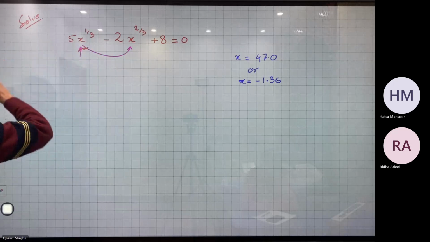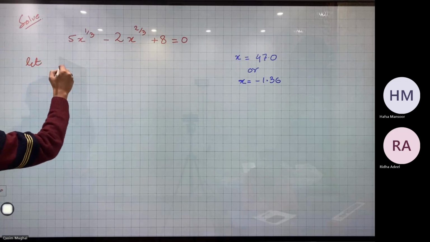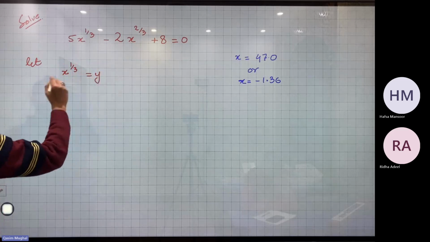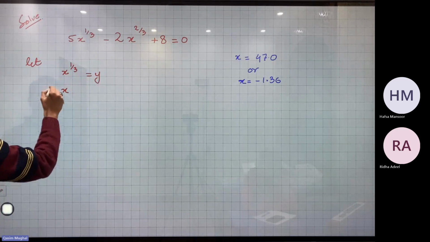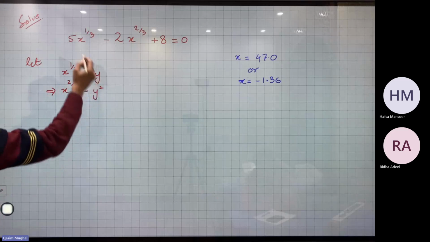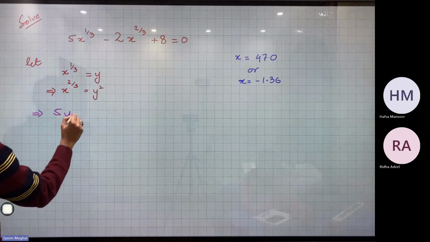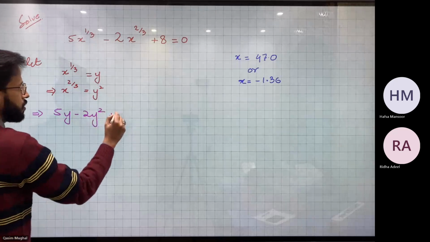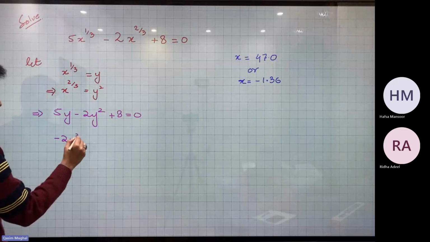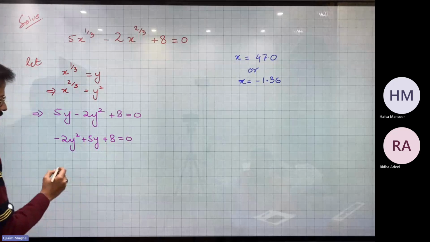So we start off with the power which is half of the other one. So we will let x power 1 by 3 equals y. Once you take square on both sides, this is going to give you x power 2 by 3 equals y squared. Now we put these new variables into our equation. This is going to leave us with 5y minus 2y squared plus 8 equals to 0. Now you rearrange this quadratic equation: minus 2y squared plus 5y plus 8 equals to 0.